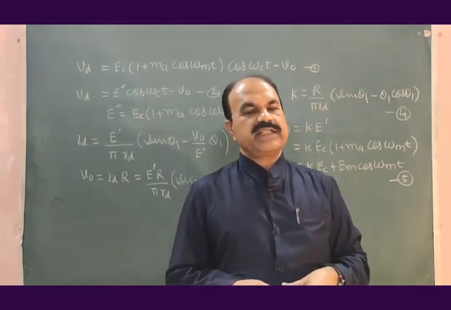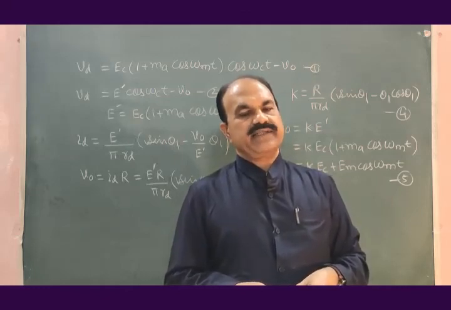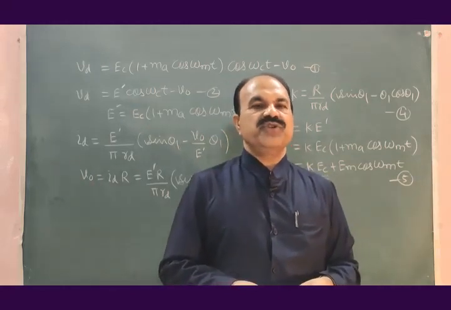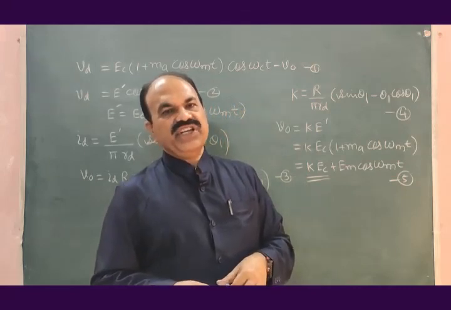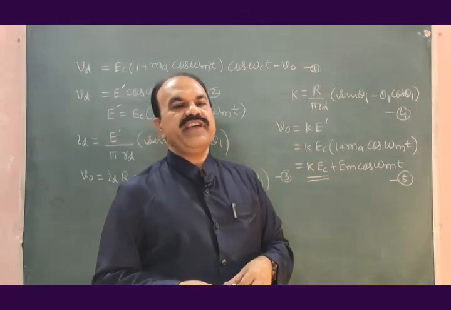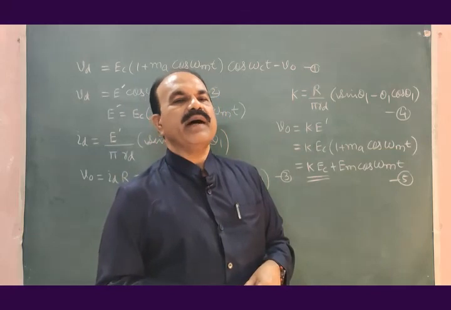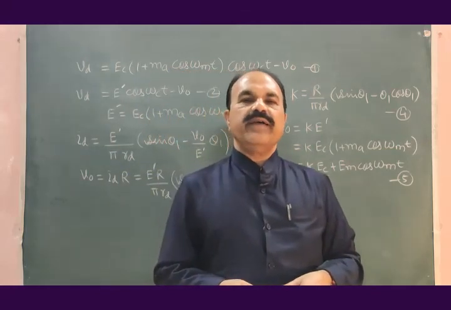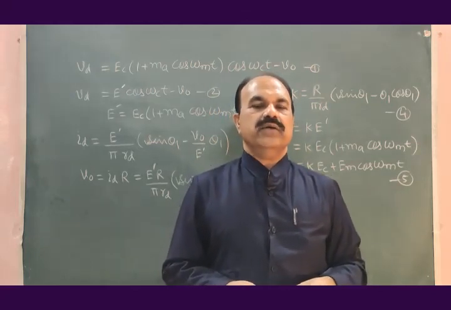To have large bandwidth at the output side, so that all the audio information, all the video information can be easily recovered, we need heavy load, heavy resistive load. To have this heavy resistive load, the value of R selected is large. It is about 0.25 mega ohm to 2 mega ohm.